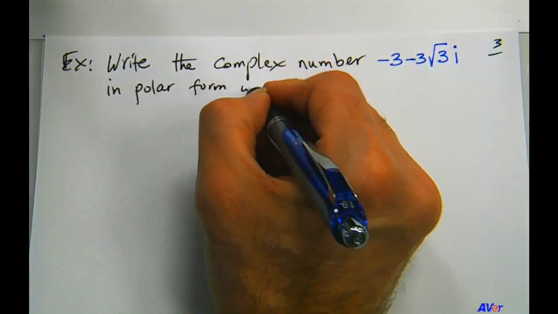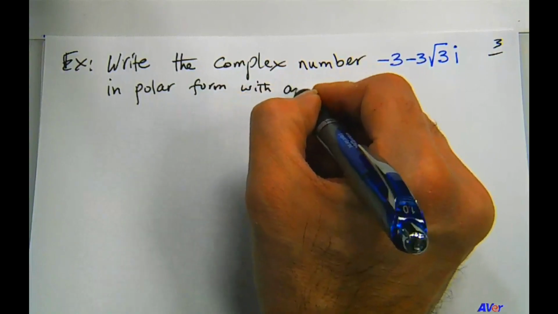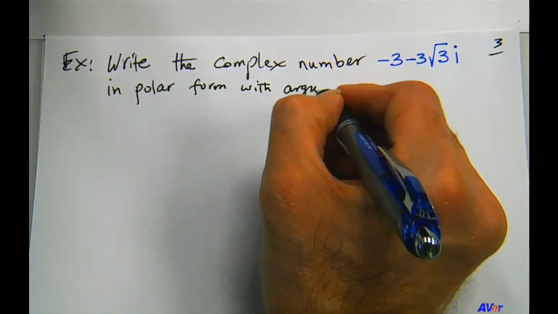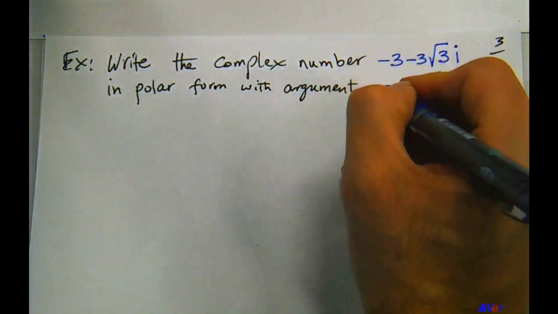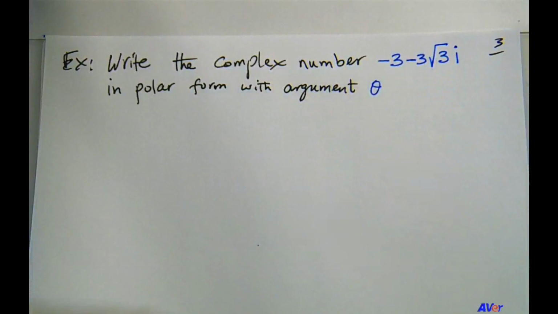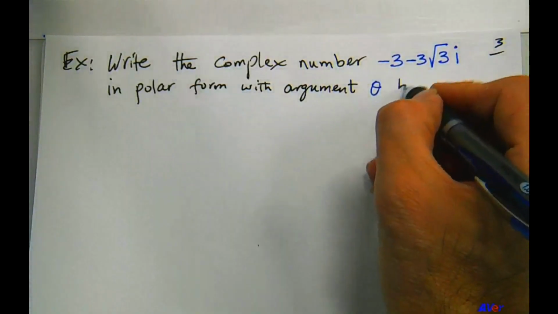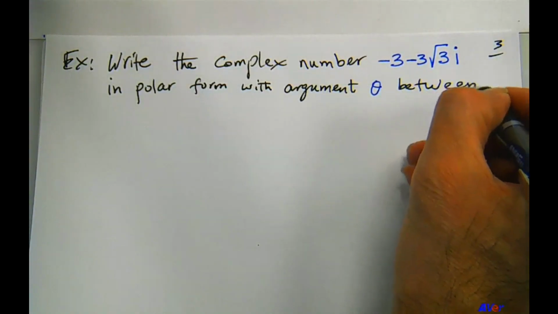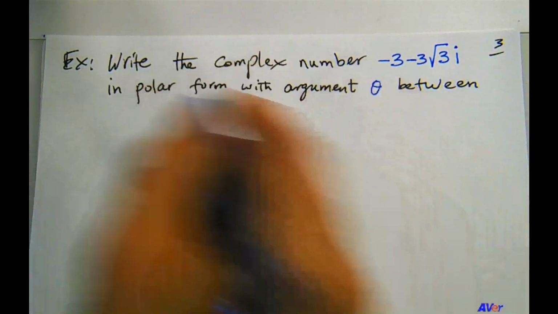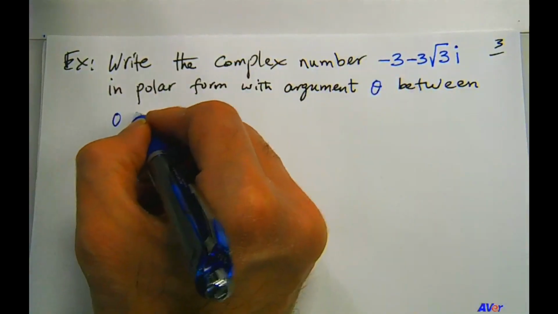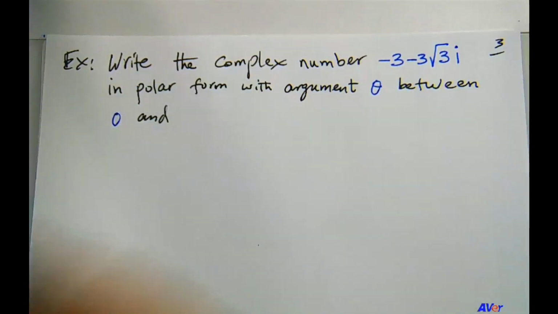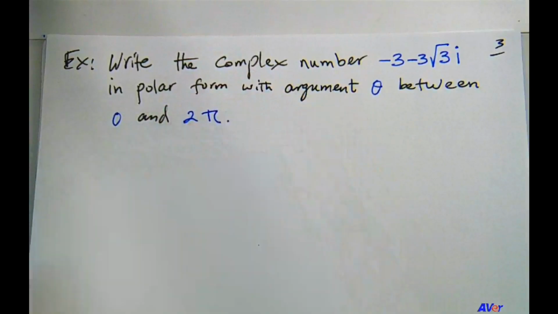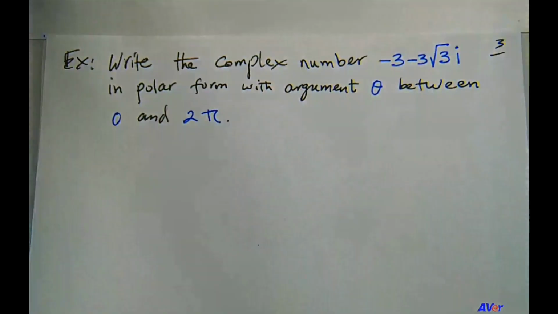And with argument theta, we want that angle to be between 0 and 2 pi. Okay, so let's see what we have here.